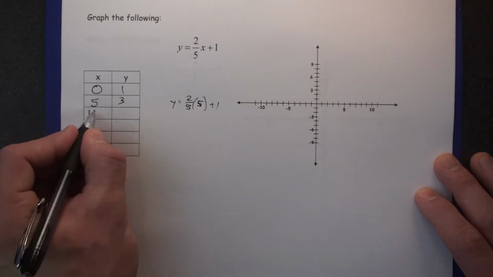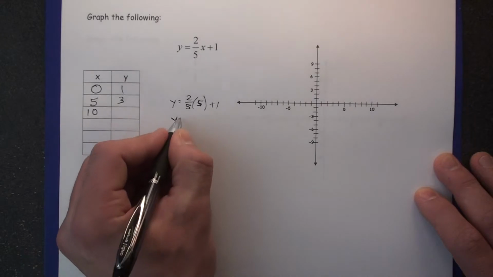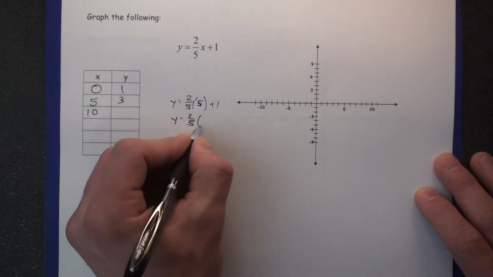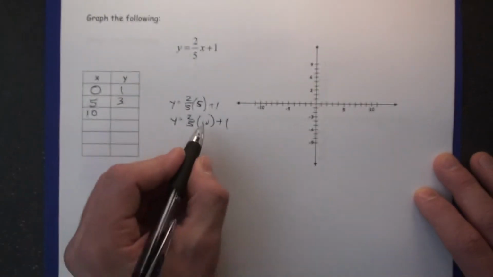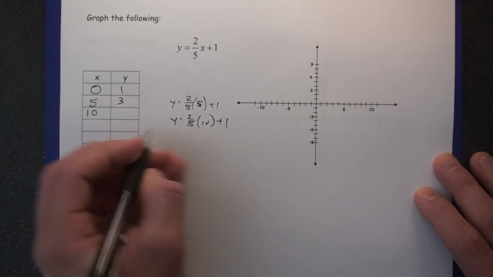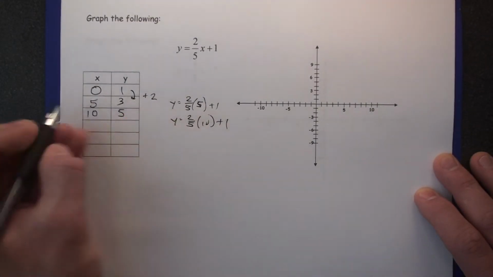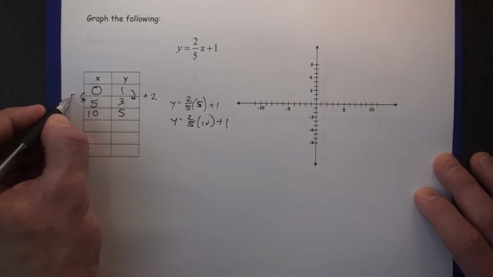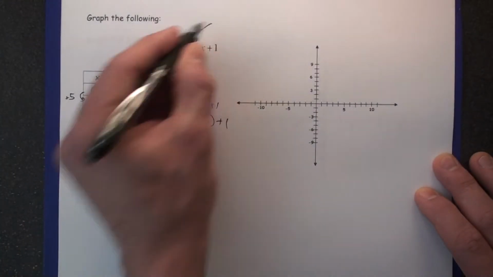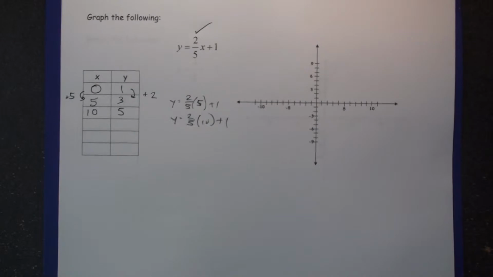Now, what are we going to plug in? 10. Plug in 10, you get y equals 2/5 times 10 plus the 1. Well, it's going to give you 20 divided by 5, which is 4. 4 plus 1 is 5. Look what's happening. The y values are going up 2 every time the x values are going up 5. That's no coincidence there. It's going to happen every time. So there's your shortcut and why the shortcut works.